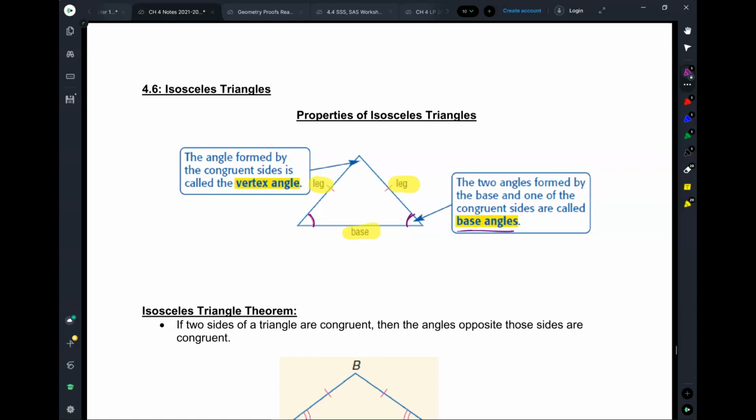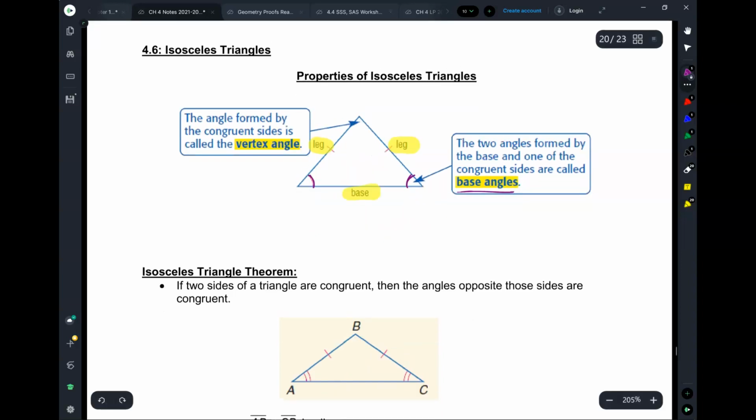Okay? And then the other angle, which is not congruent, is called a vertex angle. So in an isosceles triangle, you've got two sides that are congruent. Those are called legs. And then the two angles that are formed by the base and a leg are also congruent. Those are called the base angles. The third one is called the vertex angle.